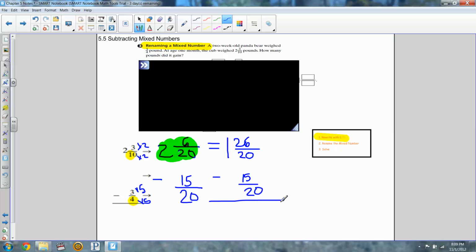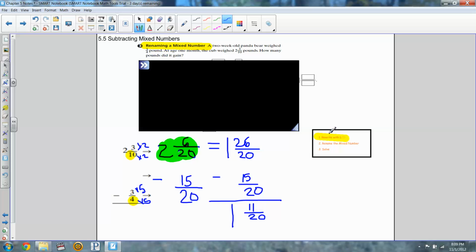Now what this has allowed me to do is now I can take 26 minus 15. So 26 minus 15 is 11. Denominator stays the same. 1 minus 0 is 1. So I end up with 1 and 11/20ths. So 1 and 11/20ths is my final answer. It is in simplest form.